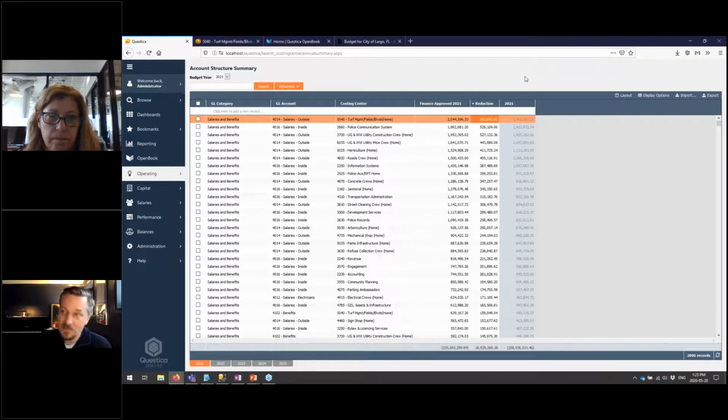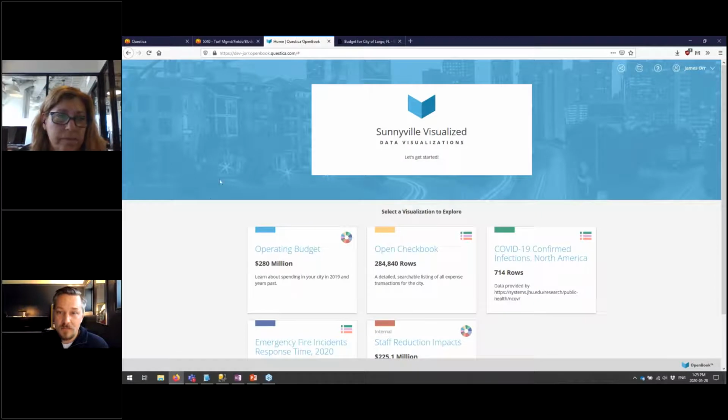But now we need to communicate this information, right? This is now going to go potentially to council, who's going to take a look at our reductions and see if they make any sense. So in this case, with our particular software, we push this data out to our data visualization platform, which is called Questica OpenBook. So I was able to take these cost reductions and push them into what we call a budget explorer.